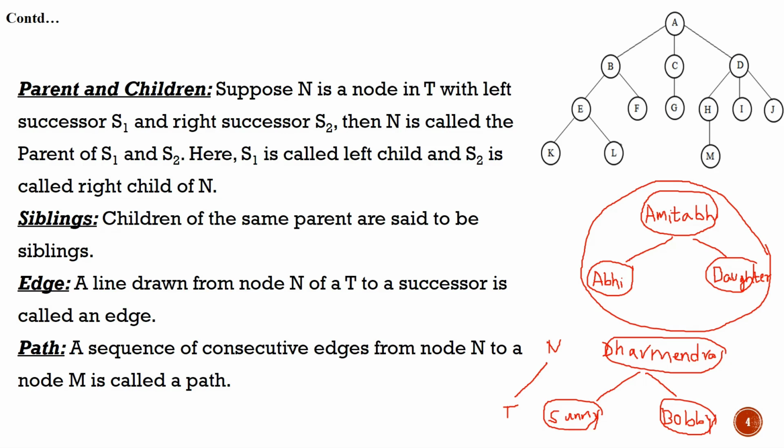Then a path. A path is a sequence of consecutive edges. If I take up this example, and take the node K, how can I go to K? From A to B, B to E, and E to K. So this route of consecutive edges to reach that node, we call it a path in the terminology of trees.